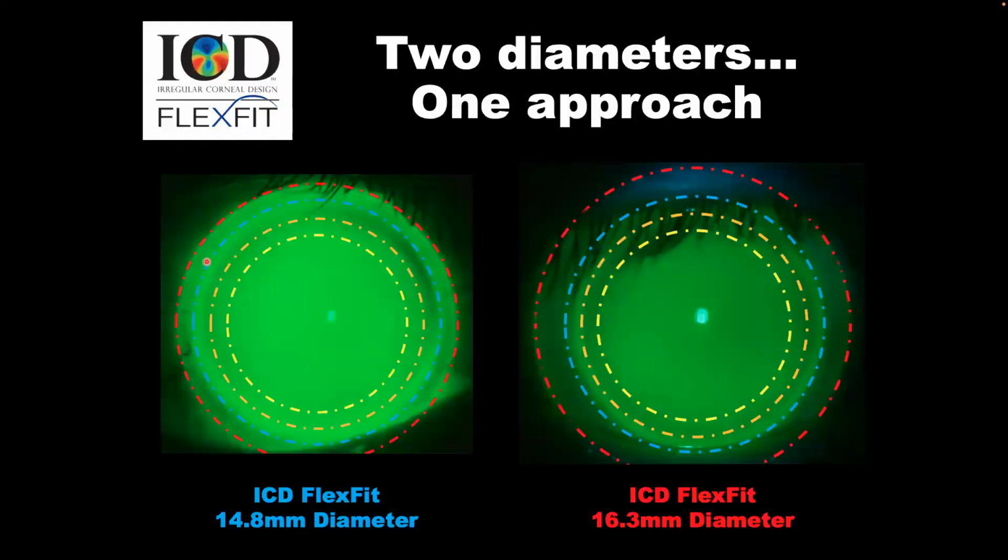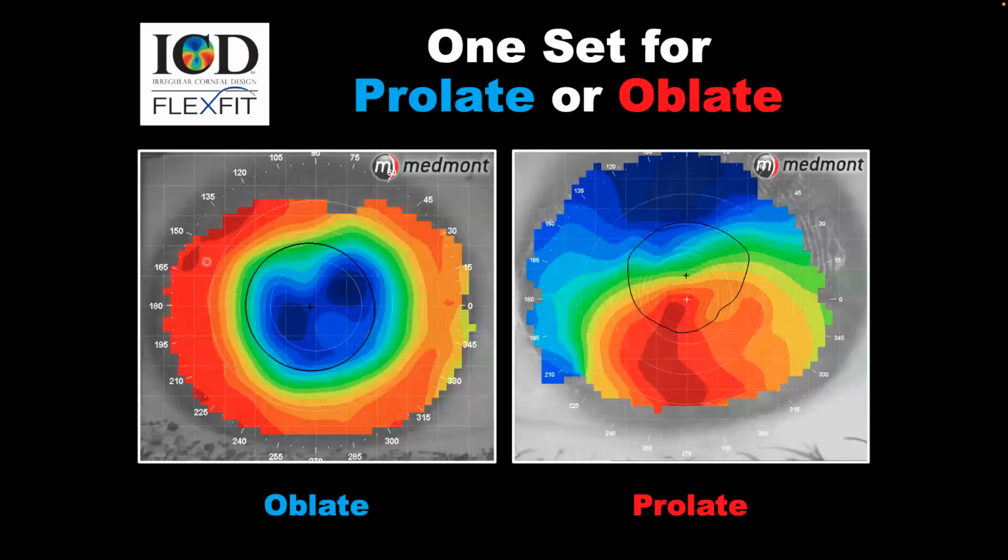Like we were saying, two different approaches, two diameters, 14.8 and 16.3. I do apologize because I want to correct myself. The 16.3 has 125 microns of toricity. So it's not 150, it's 125. Again, the lens is built for an oblate cornea or a prolate cornea as well. You can make it more prolate or more oblate based on the needs, and you can modify that through all the zones that you see.